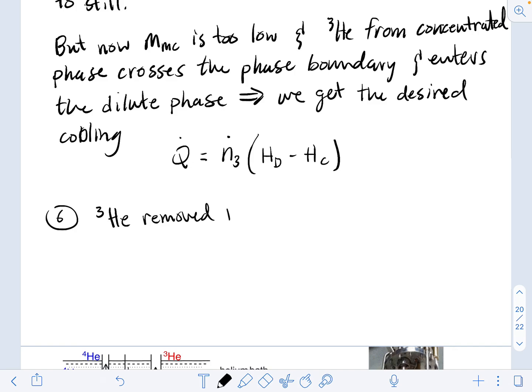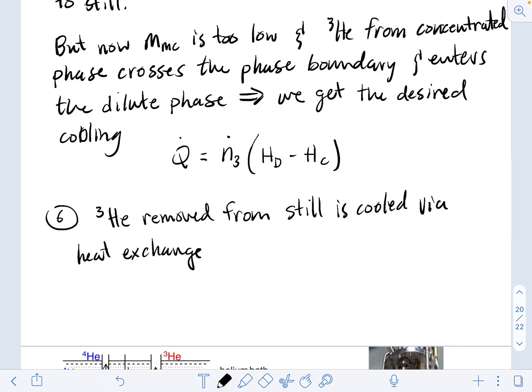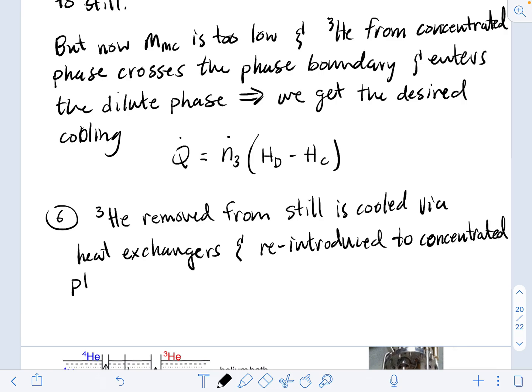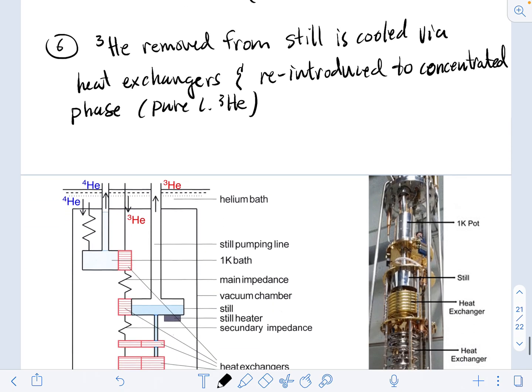Helium-3 removed from the still is cooled via heat exchangers and reintroduced to the concentrated phase, i.e. the pure liquid helium-3.